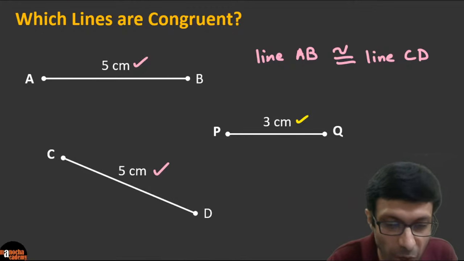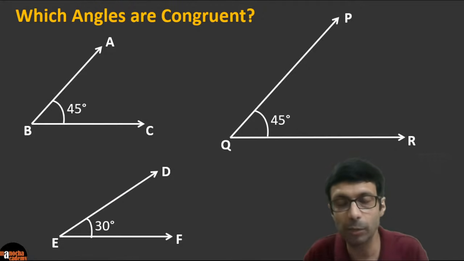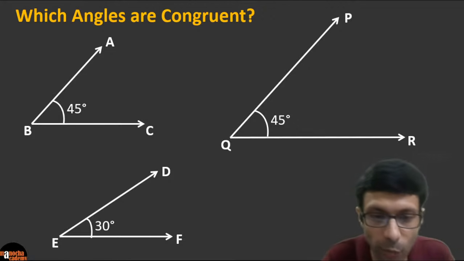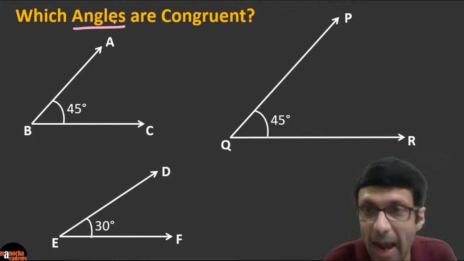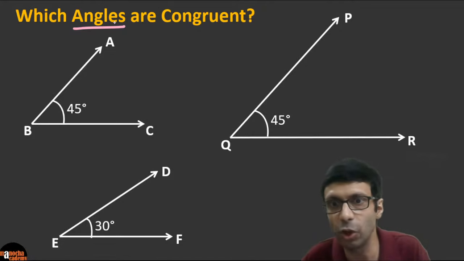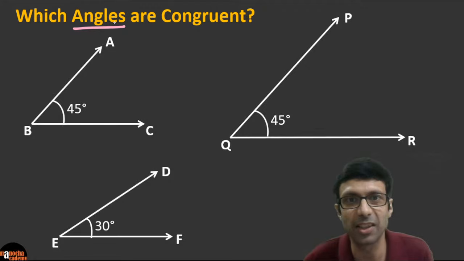Excellent, guys. So now let's take a look. Suppose I give you these angles. We can talk about lines being congruent, and we can also say angles are congruent. So here, can you tell me which angles are congruent? And note, we are focused here on the term angles, not lines. So we have angle ABC, angle PQR and angle DEF. Who can tell me which angles are congruent here?